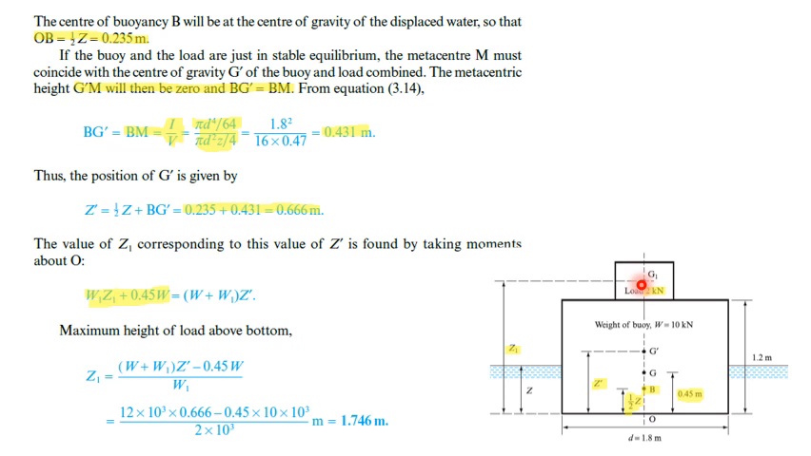W1 into its distance Z1 plus this weight 10 kilonewton, and the distance from its center of gravity, which is 0.45. This is equal to the combined weight and the combined center of gravity, its distance is Z dash. So simply rearrange it and substitute all the values, and you'll get Z1 equal to 0.746 meters.